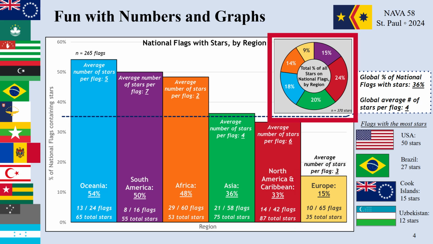The pie chart in the upper corner shows the distribution of stars regionally. So you can see that whereas Oceania and South America have the most flags with stars, the distribution of stars actually favors North America. That's not surprising given that the United States has 50 stars. So a quarter of all stars around the world occur in the flags of North America. USA is the baseline for some of my analysis here.